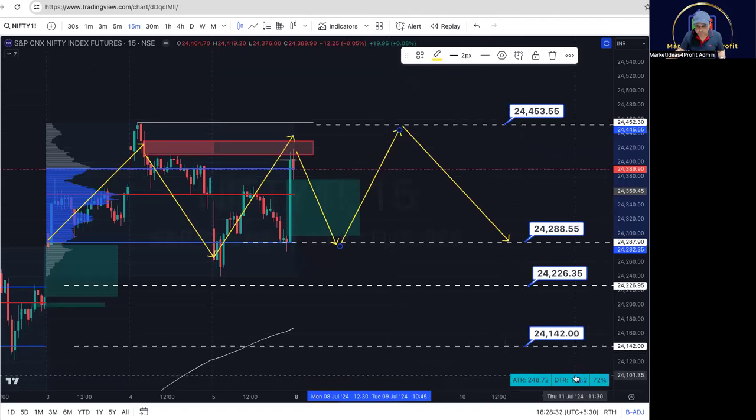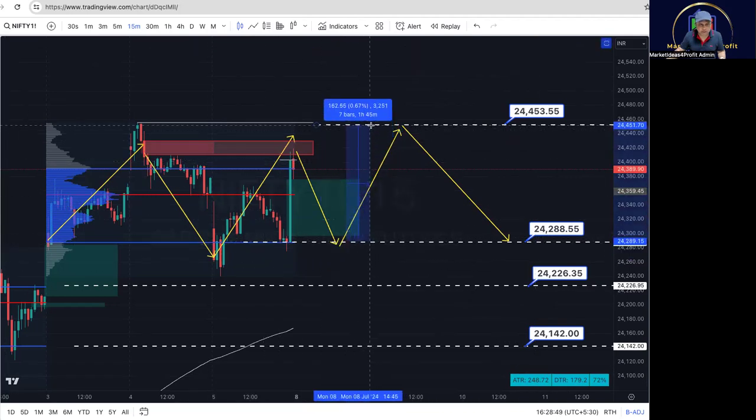But if you see this particular reading here, this ATR reading is 248 points. So what it goes to say is that on an average in the last 14 days, Nifty has given 248 points of move within the day. So if we calculate the move here, this is as big as 162 points.